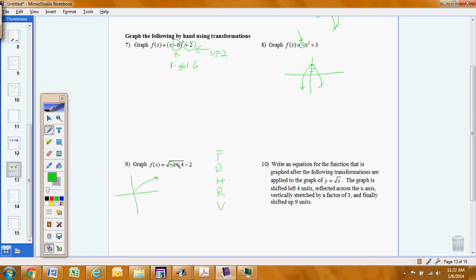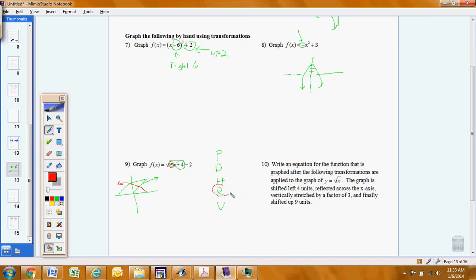Horizontal. It looks like it's going to the left 4, so now the graph would be over here. We do the reflection. The negative is being applied to the x, which flips it over the y-axis. So this graph would get flipped over the y-axis, so it would end up looking like that after I reflect it because the negative was on the inside.